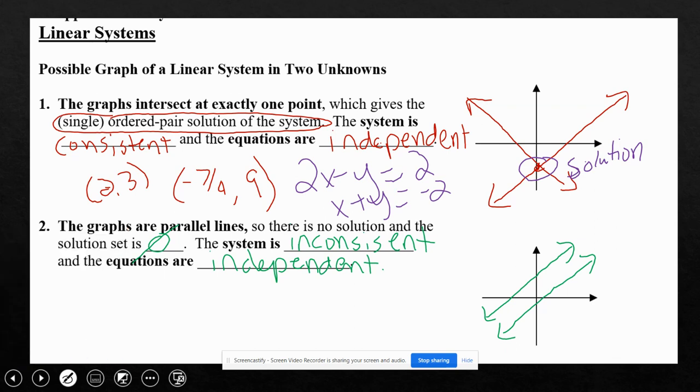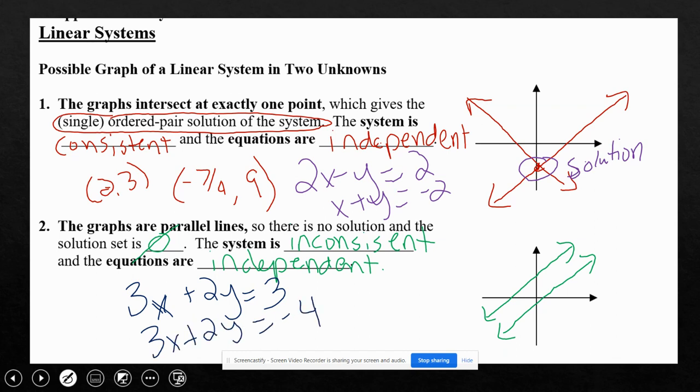A sample of those types of equations might be 3x plus 2y is equal to 3, and 3x plus 2y is equal to -4. You see that it's going to end up having the same slope when we get y alone, because the 2 and the 3 are exactly the same in both equations, and the only thing that's different is the number on the other side of the equal sign.